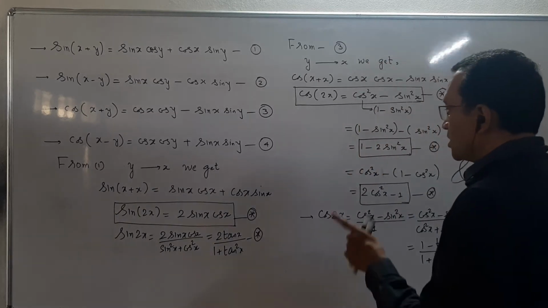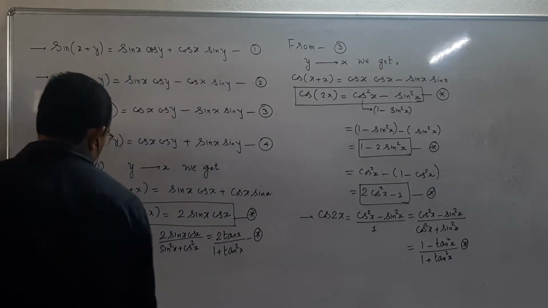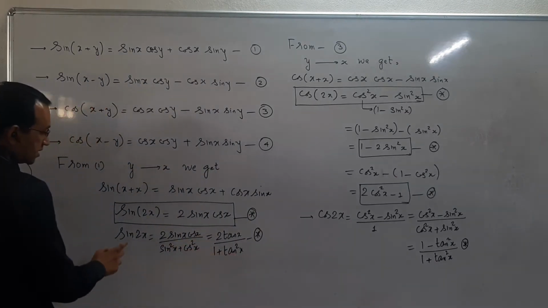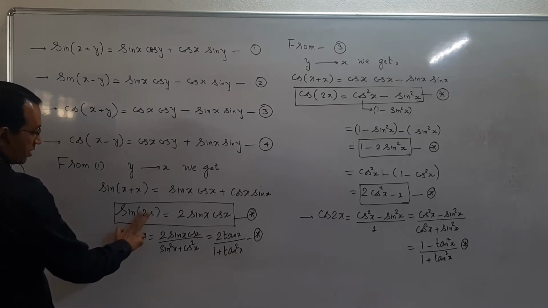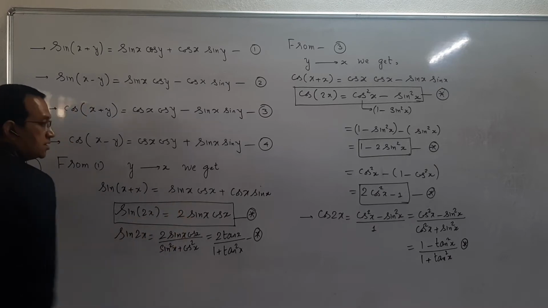So sin 2x has 2 formulas: 2 sin x cos x, and again, sin 2x is equal to 2 tan x upon 1 plus tan square x. Understand the relation between angles. Whatever angle is there on the left, half of that will come on the right.